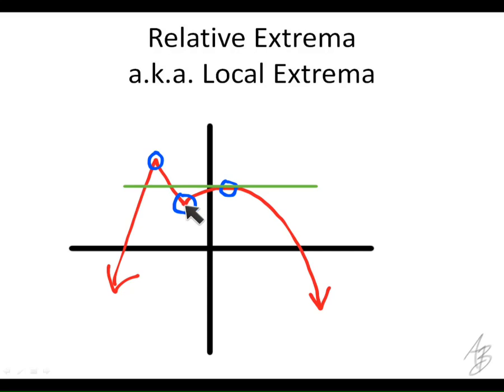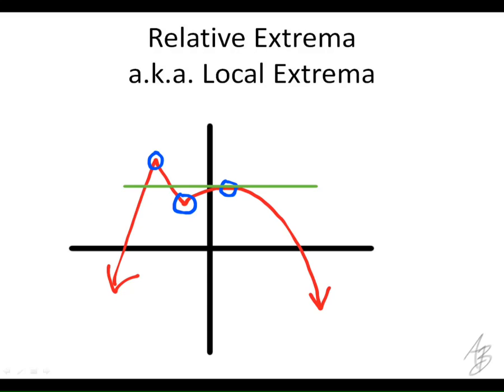Why did I pick this one? Is the slope of the tangent line here 0? No. Or this one? Is the slope of the tangent line here 0? What is it? It's undefined.